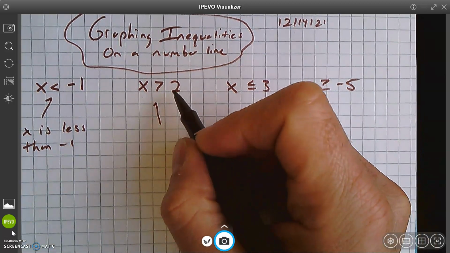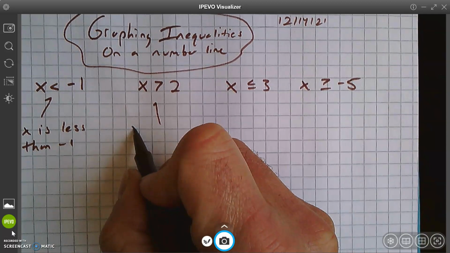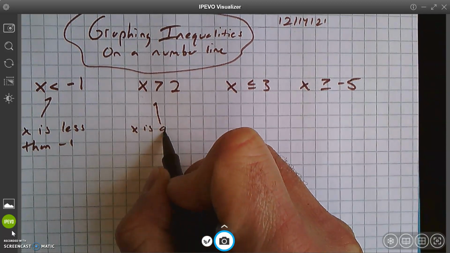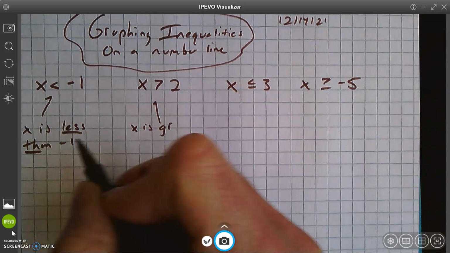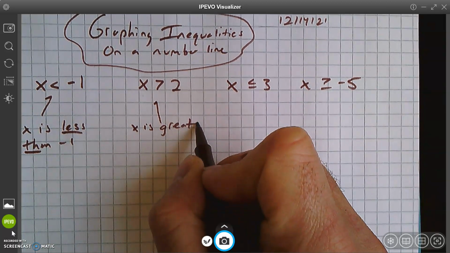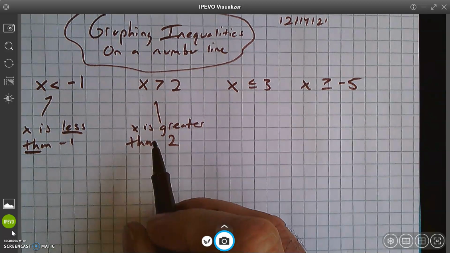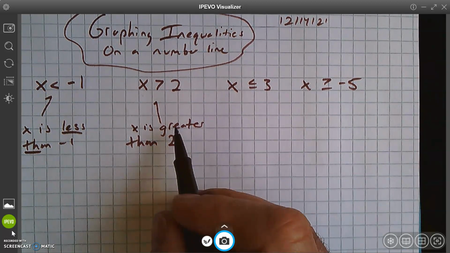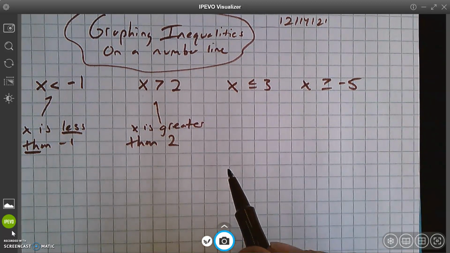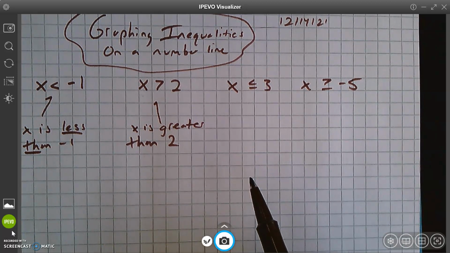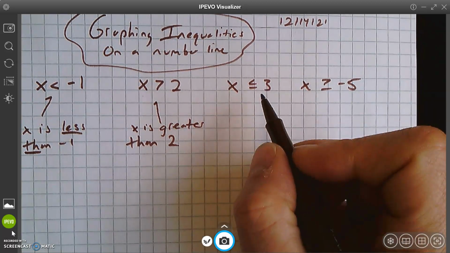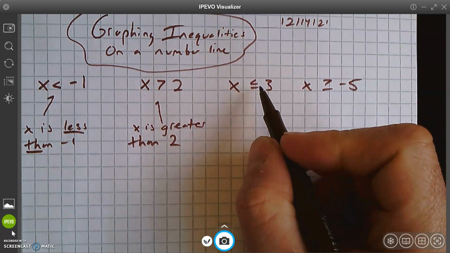This is not left hand, so this is right hand. So this is x is greater than 2. Highlight that. Anything that's greater than 2. Not 2 itself, but anything greater than 2, like 2.1 or 2.001 or 3 or 4 or 4.5, all those things. So this is also left hand.